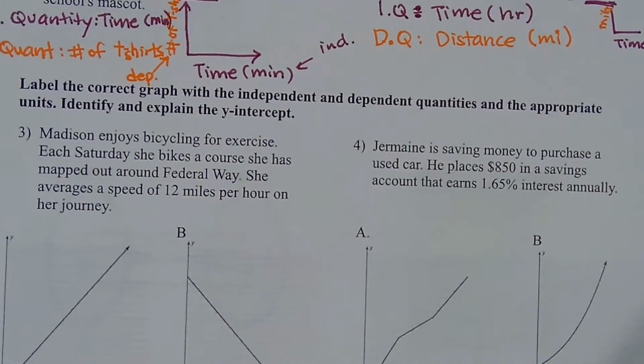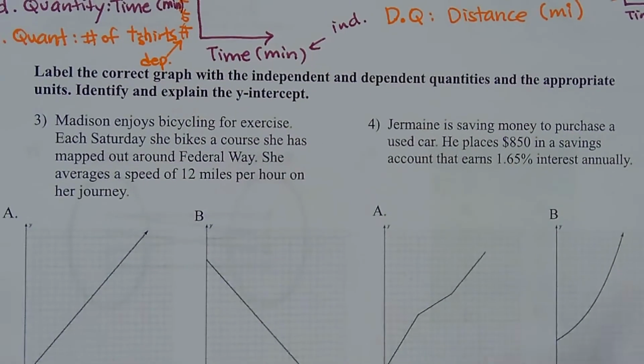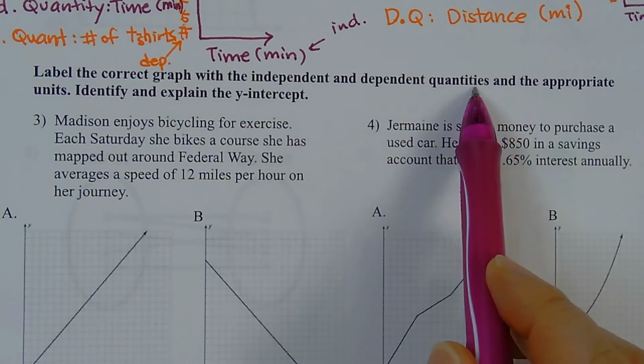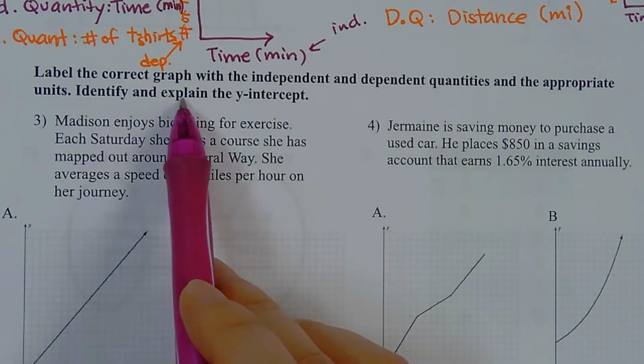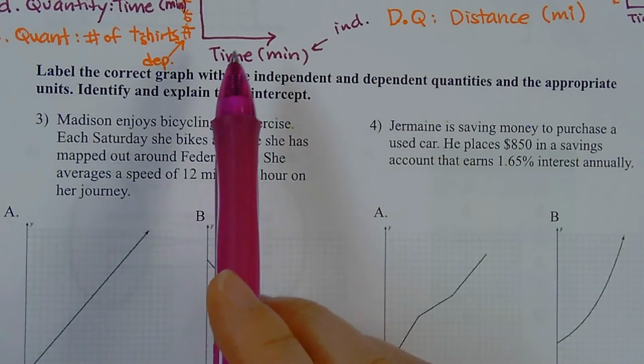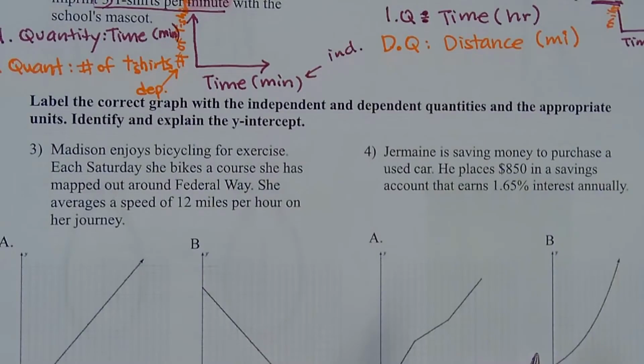All right, so we're going to do a little more practice on that. It says, label the correct graph with the independent and dependent quantities and the appropriate units. Identify and explain the y-intercept. All right, so it's basically what we're doing in 1 and 2, except we're adding on a little bit more.